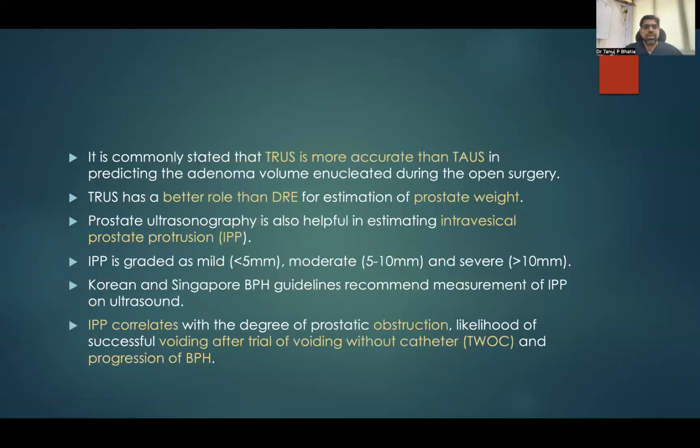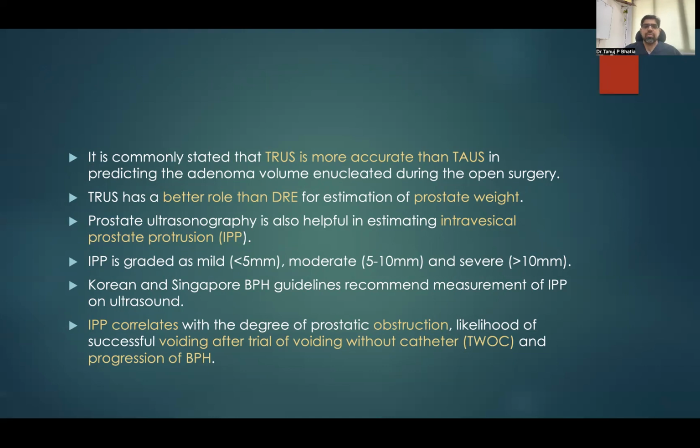It is commonly stated that TRUS is more accurate than transabdominal ultrasound in predicting the volume of adenoma enucleated during open surgery. TRUS has a better role than DRE in estimating the prostate weight. It is also now becoming more and more important to assess the intravesical prostate intrusion. It can be graded as mild, moderate, or severe based on the level of intrusion of prostate into the bladder.